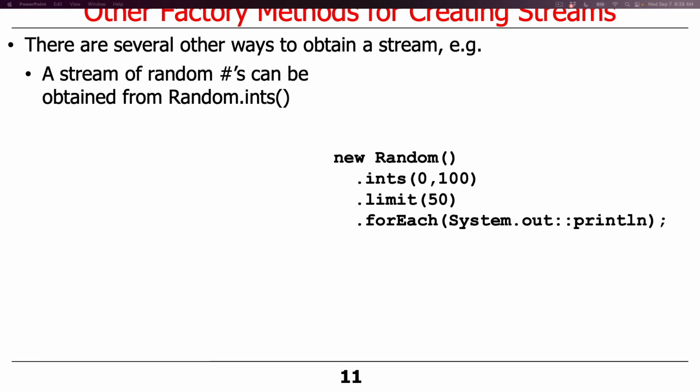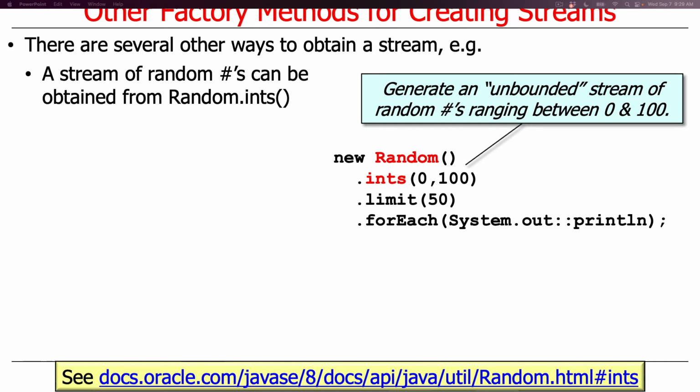So here we have another example where we have a stream of random numbers that can be obtained from Random.ints. There's also a Random.longs that works the same way. And what this does is this will generate a stream of random integers, and this stream is unbounded. It'll go on forever if we don't limit it somehow. And this is going to be generating random numbers between 0 and 100. You can put, of course, whatever you want.